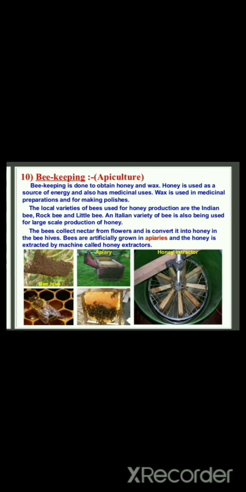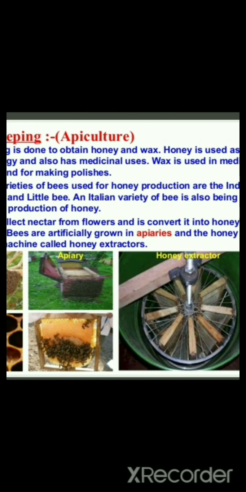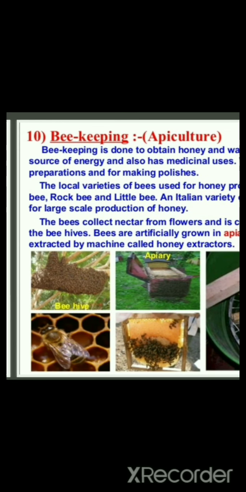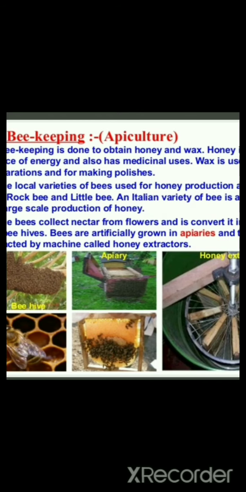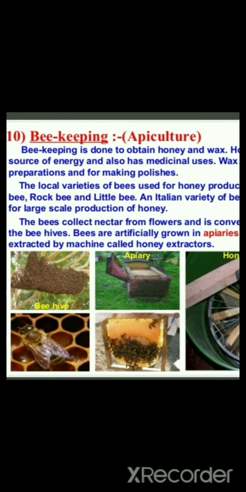Next is beekeeping. Beekeeping is also called apiculture. Beekeeping is done to obtain honey and wax. As you know, honey has tremendous significance. It is used as a source of energy. It has medicinal value as well. Wax is used in medicinal preparations and for making polishes.